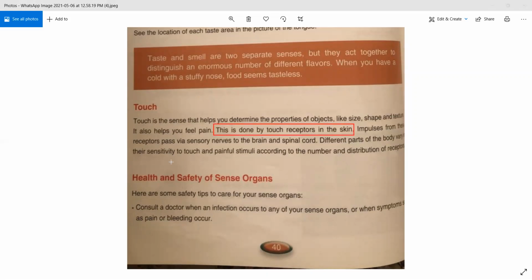Finally, read, this is on you. This is like a homework for you. Read the health and safety of sense organs. It's very easy and simple.